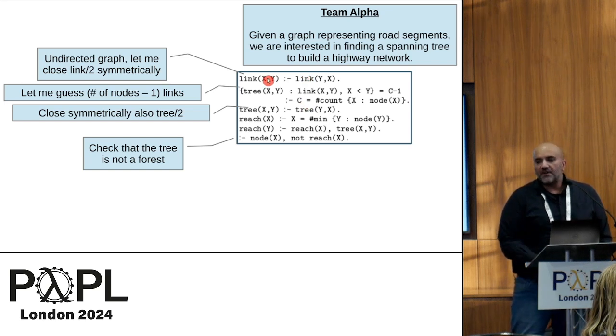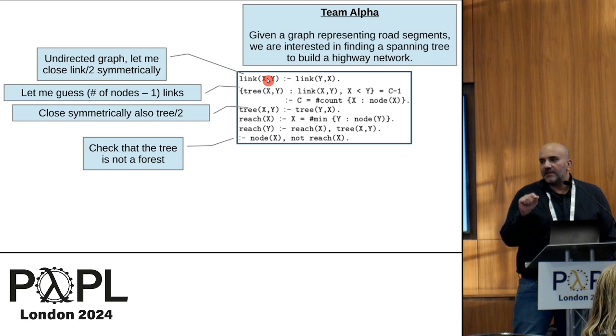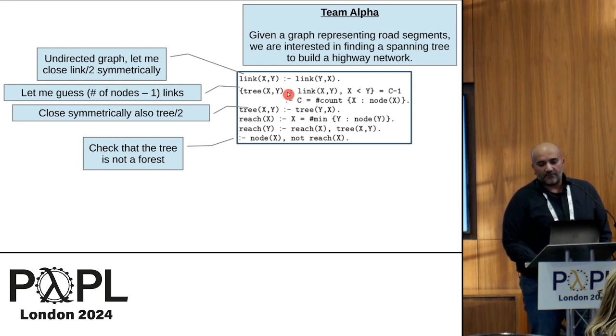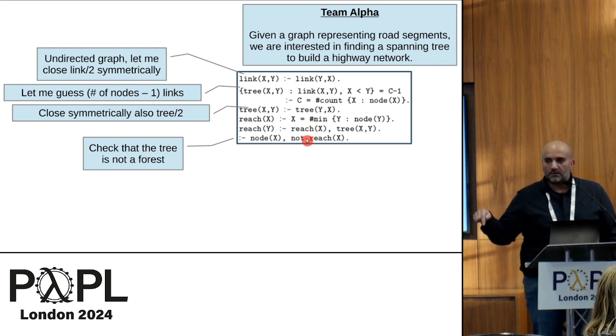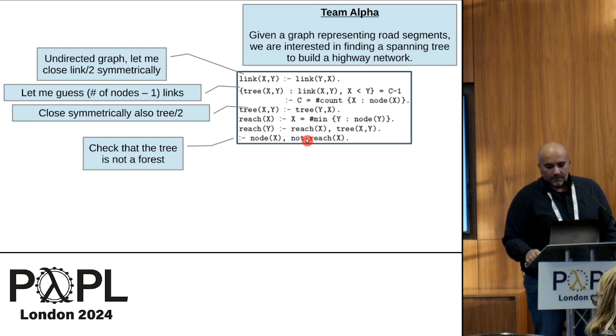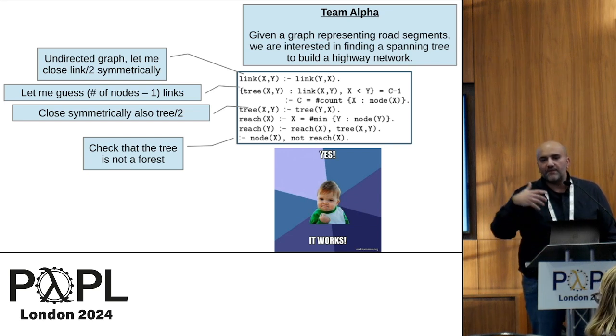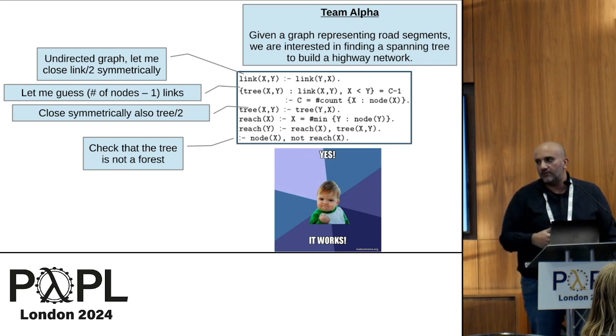So the first rule is link. The graph is undirected, so let me do a symmetric closure. The second rule is guessing the tree. So if I have n vertices, I need n minus 1 edges in a tree. But this can also be a forest, so I close symmetrically and I apply the program that computes the reachable nodes and check that it's not a forest. So, super happy. You can try a few examples. Given an undirected graph, this program is going to give you a spanning tree.